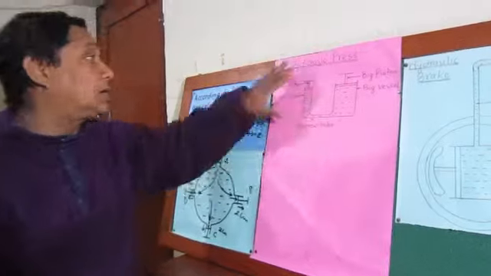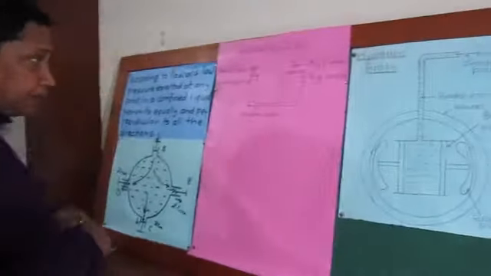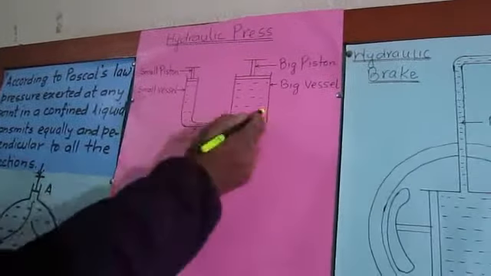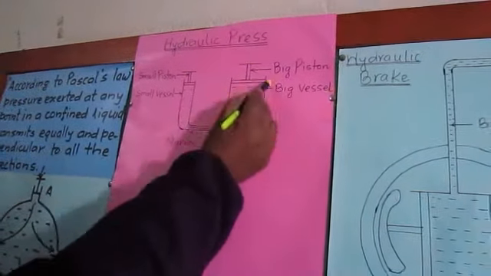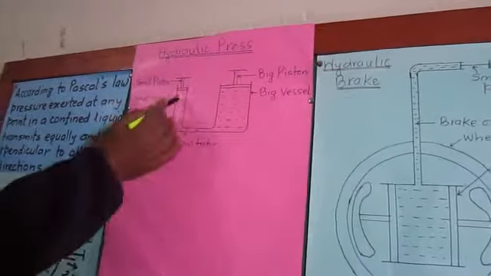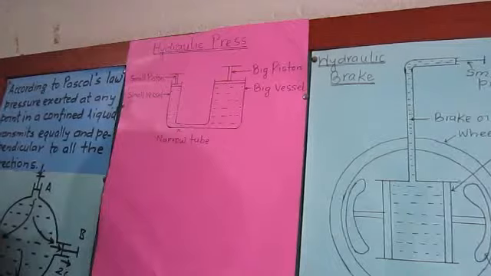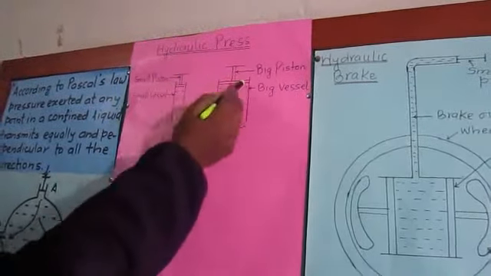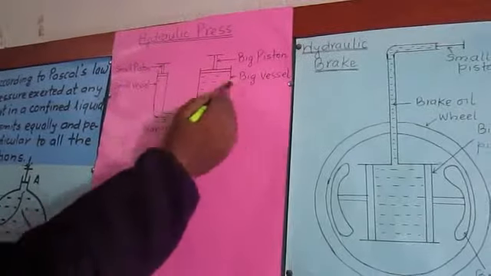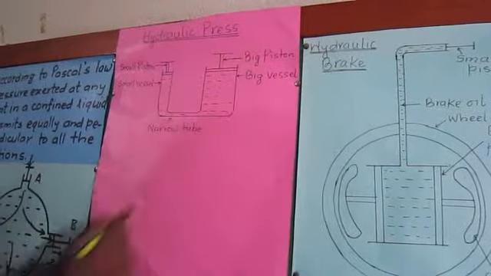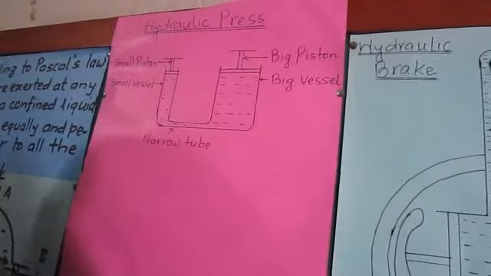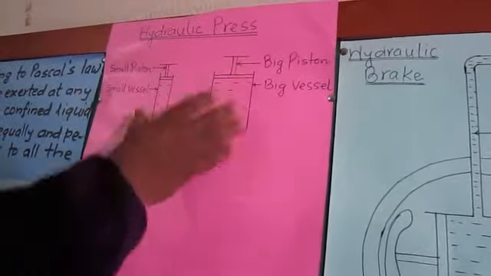Now let's talk about its construction. Look at this. Hydraulic press consists of two vessels. A small vessel connected to a big vessel by means of a narrow tube. In its construction, the small vessel is connected to a big vessel by means of a narrow tube, and both the vessels are fitted with a piston. Certainly the small vessel is fitted with a small piston, and the big vessel, its mouth is fitted with a big piston, and it is filled with certain liquid. Now this is the construction of hydraulic press.